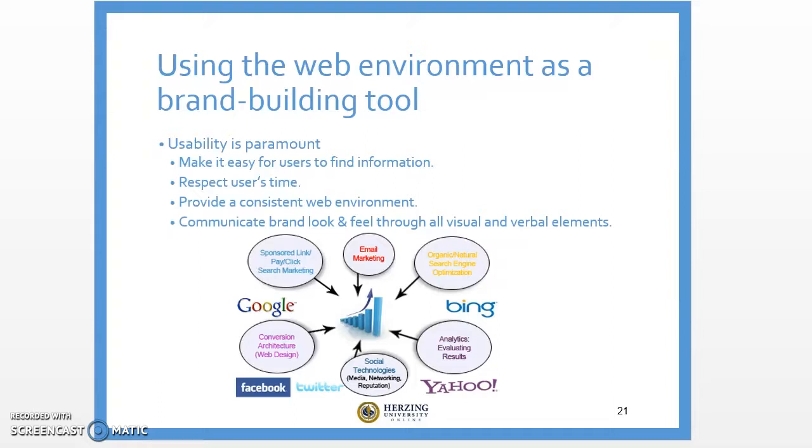Social technologies, media, networking, reputation. We have Facebook and Twitter and Instagram and Snapchat. All these big social media companies now are putting advertisements on there that many people are using, because they're going on there to see what other people are doing, and on top of that, they're seeing ads from companies and such. Facebook and Twitter all have tools where companies can go on and buy advertising space on those sites to appeal to certain types of people.